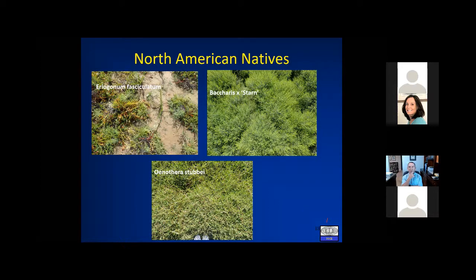The Starn is a nice form of coyote bush because it doesn't produce any seeds. In Arizona, the buckwheat, I keep saying buckwheat, the Baccharis, even though it's native.